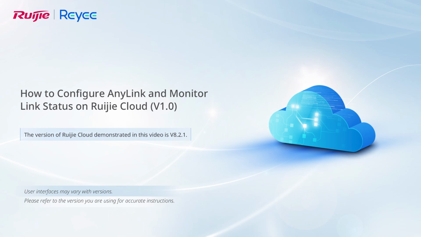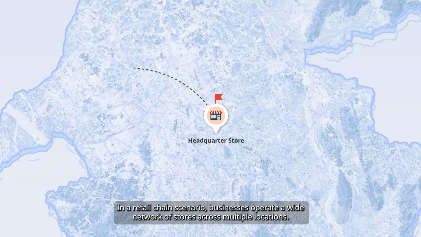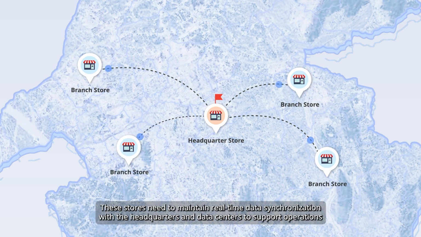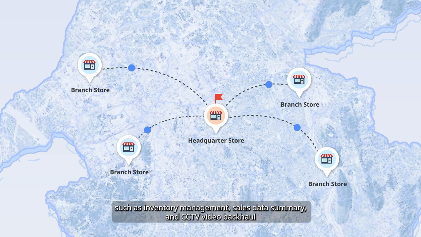This video demonstrates how to configure AnyLink and monitor link status on Ruijie Cloud. In a retail chain scenario, businesses operate a wide network of stores across multiple locations. These stores need to maintain real-time data synchronization with the headquarters and data centers to support operations such as inventory management, sales data summary, and CCTV video backhaul.